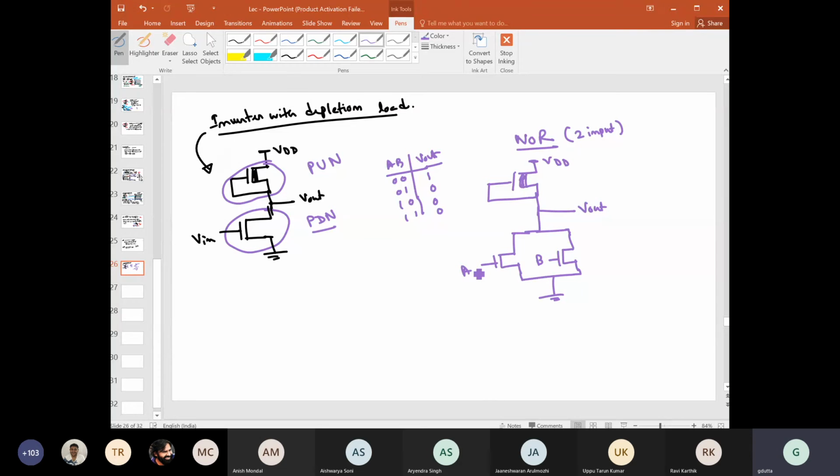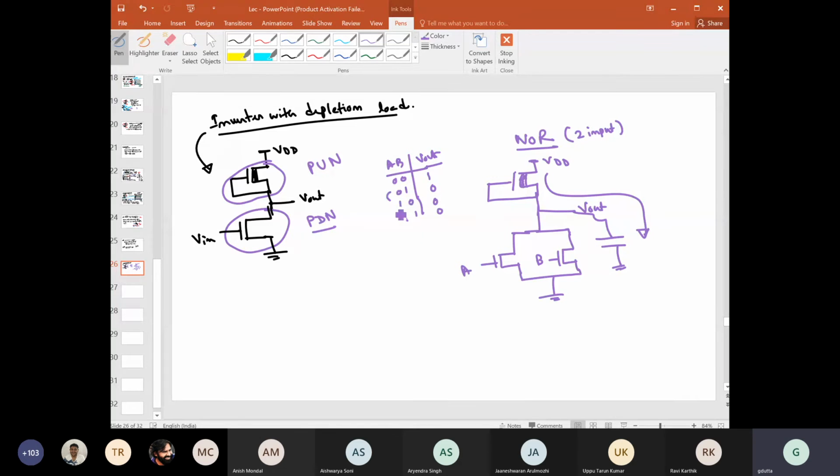When both inputs are 0, see here, when this is 0, this transistor is off. This is 0, this transistor is off. Then both transistors are off, so V out is disconnected from the ground. So it can only charge. If you think about a capacitor connected here, it can only charge through this load. So the output will become high. V out is 1.